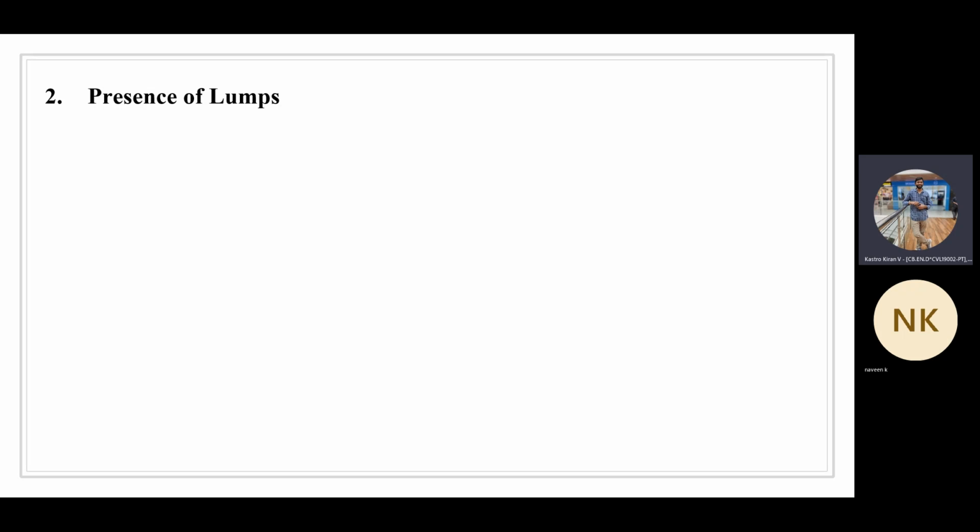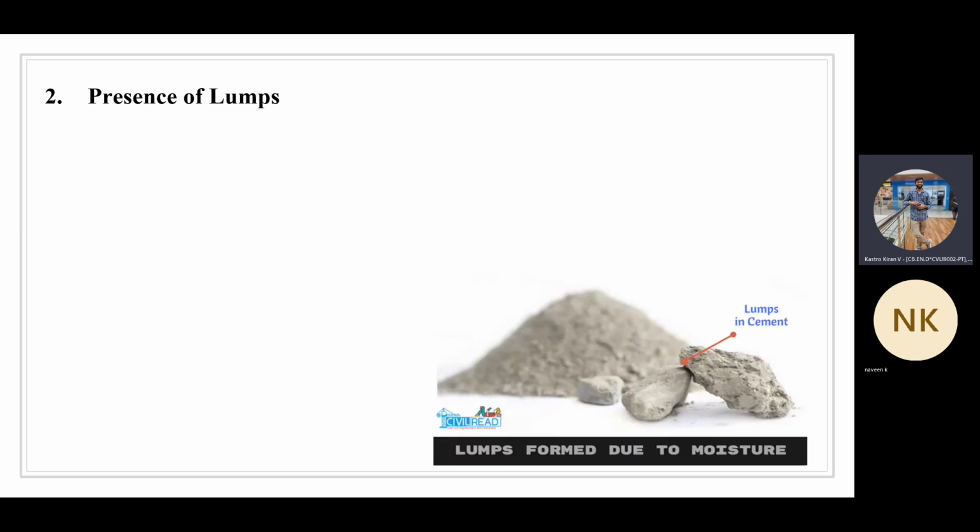And the second one is called the presence of lumps. Now, take any cement bag; in any cement bag, we'll get a certain amount of lumps. Lumps are nothing but the hardened form of the cement. So when you store the cement for more and more days, the cement will come in contact with the moisture. Again, the moisture which is available in the atmosphere only, not the water that is available at the site.